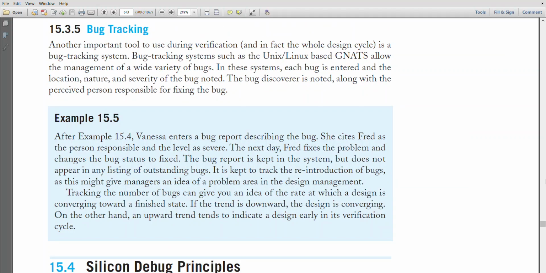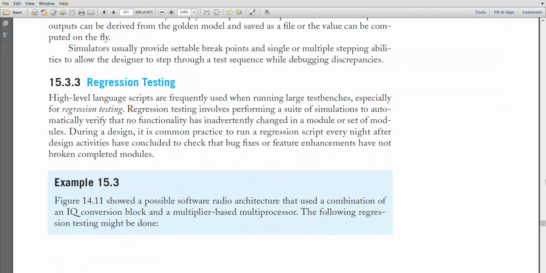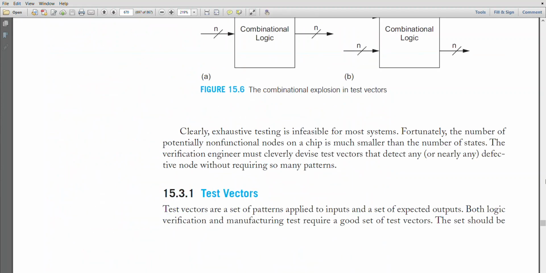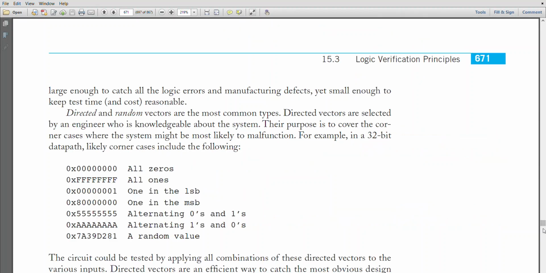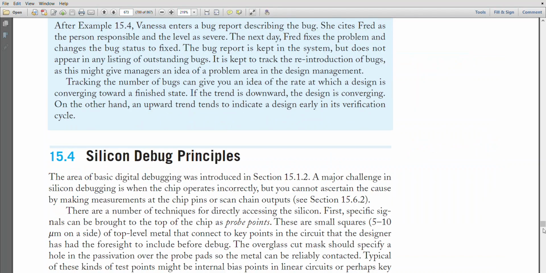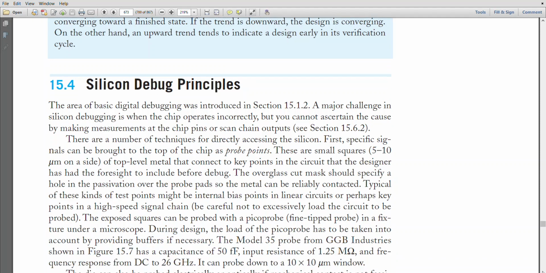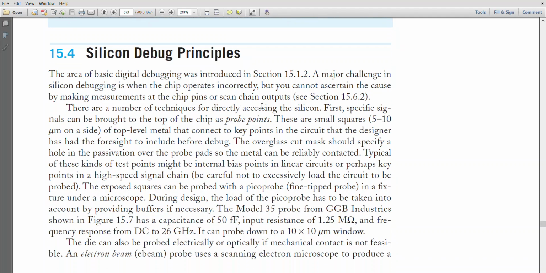Figure 15.16.2 is talking about, let us go and see which figure it is referring to. 15.16.2, this sequential circuit. Okay, a sequential circuit is very hard to test. We already discussed this when we were discussing sequential test pattern generation and sequential testing. So there are a number of techniques for directly accessing the silicon.